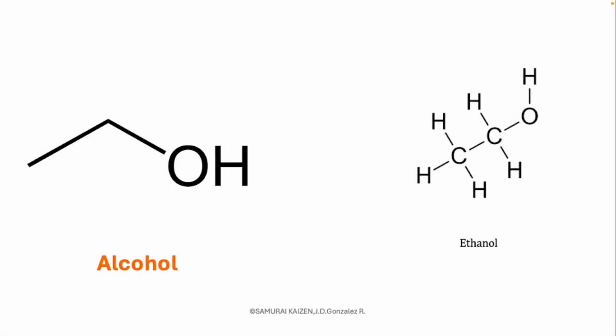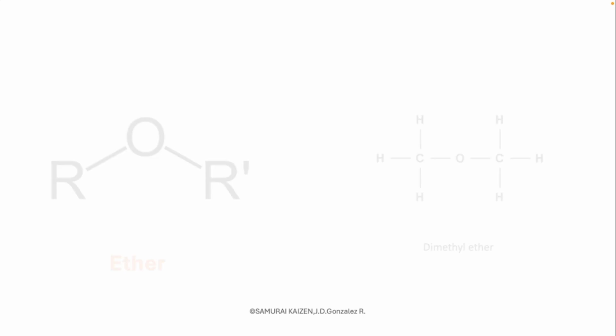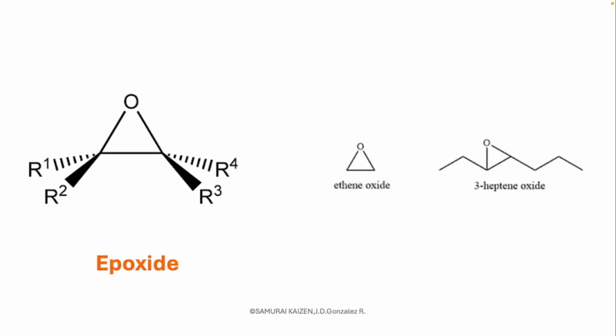Now we go with the functional groups. This is alcohol, and this is ethanol, an example of it. Ether, and this is an example, which is dimethyl ether. This is an epoxide. In this case, we have two examples: this one, which is ethene oxide, and this is 3-heptene oxide.